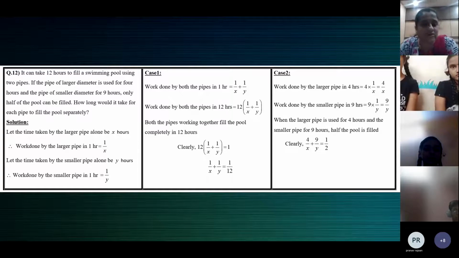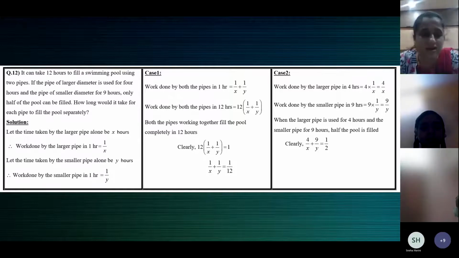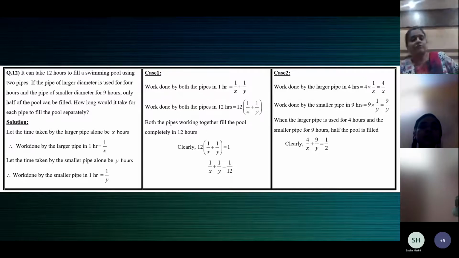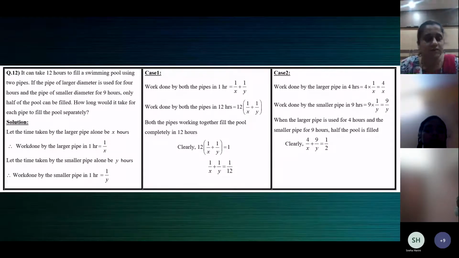It can take 12 hours to fill a swimming pool using 2 pipes. If the pipe of the larger diameter is used for 4 hours and the pipe of the smaller diameter is used for 9 hours, only half of the pool can be filled. How long would it take for each pipe to fill the pool separately? Let's read the question again.